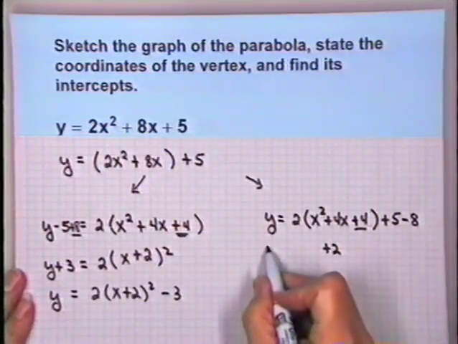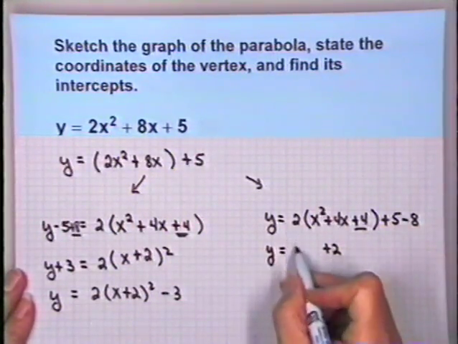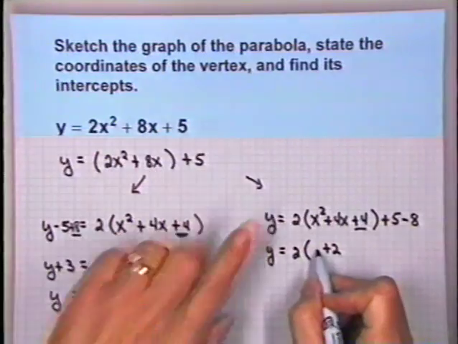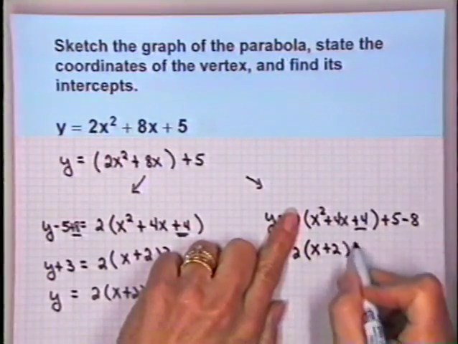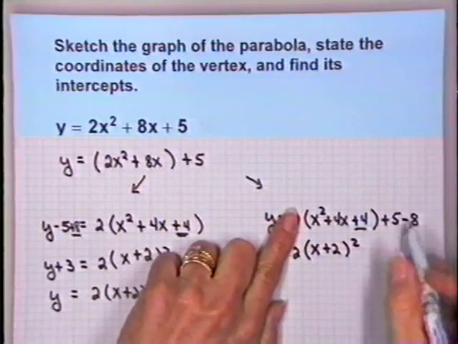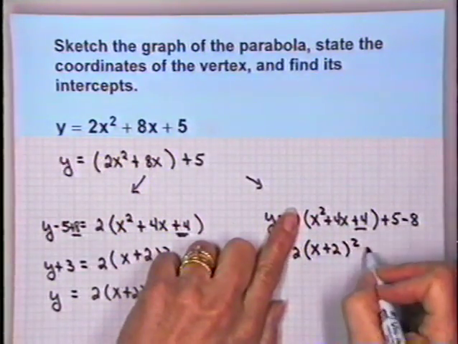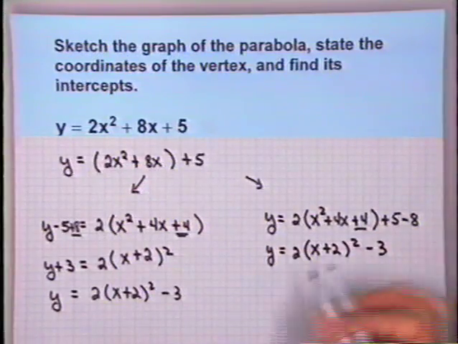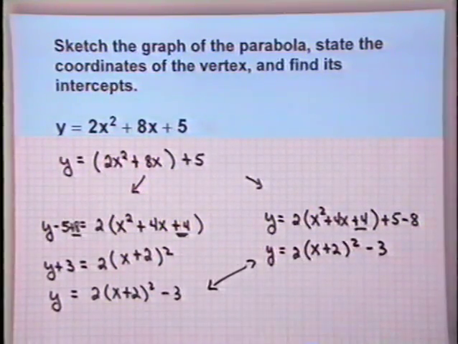Now, if this is the way we've done it, we'll bring down our y, we'll bring down our coefficient of 2 out here. This x squared plus 4x plus 4 should be x plus 2 squared, and again, we check that out and it is true. And notice plus 5 minus 8 is a negative 3. So you can see that the two forms are the same.